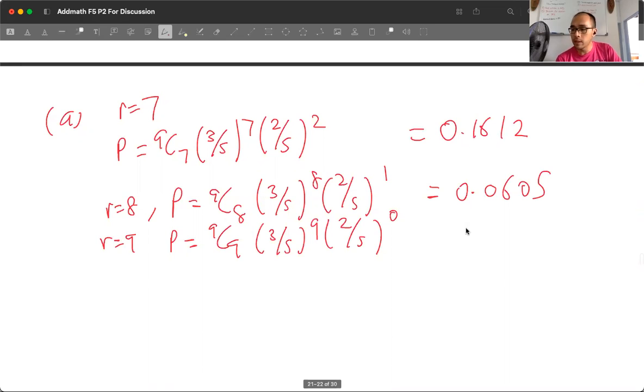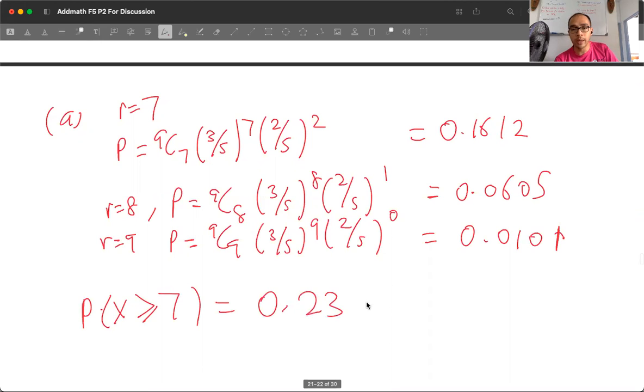0.1612, 0.0605, 0.0101. So after you add all this together, the probability that X is more or less than 7 is about 0.2318.